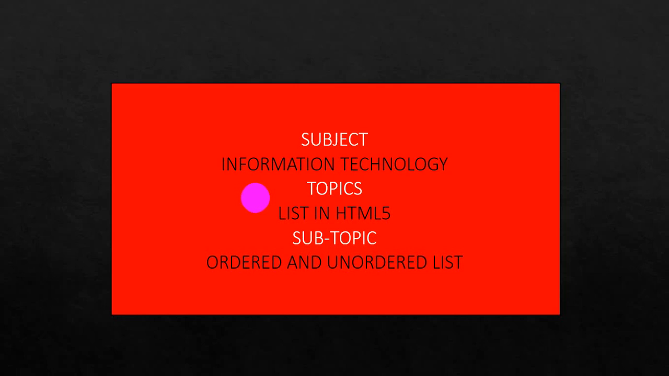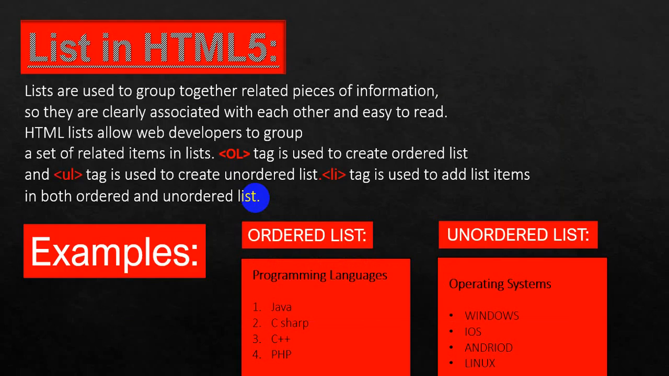The HTML tag which is used to create a list: we have two types of list. One is the ordered list. To create an ordered list, HTML provides the OL tag. And I have given an example of an ordered list. For example, it is a programming language.